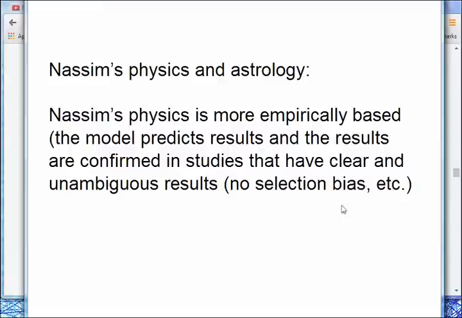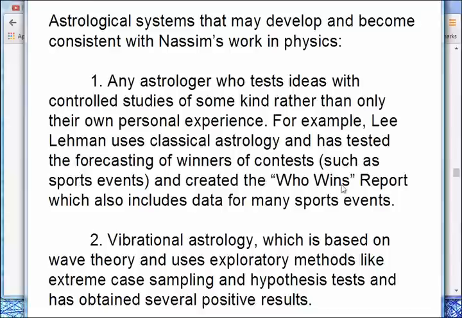Even though astrology is often applied to people and therefore is a soft science, still very little attempt is usually made in astrology to control for selection bias and things like that. So the approach is different. Nassiim is basically doing something that's standard, normal physics, not outside the box, in that he's testing the model. If the model doesn't get verified in the tests, then you have to throw it out. So any astrology that tests ideas thoroughly fits within the approach that Nassiim has and that all scientists have, which is that you test the model.